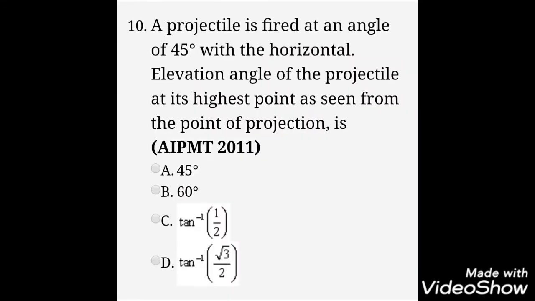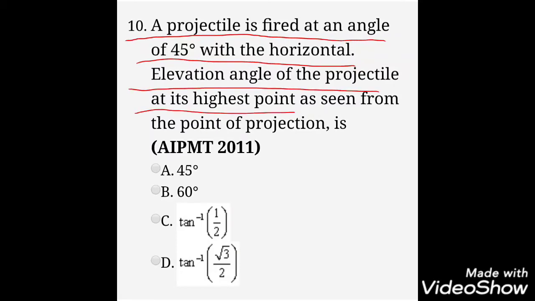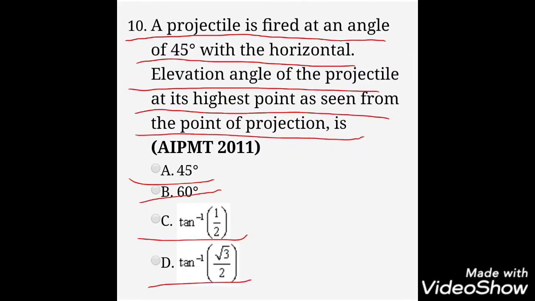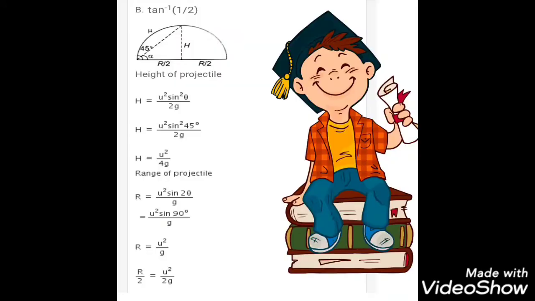Question number 10. A projectile is fired at an angle of 45 degrees with the horizontal. The elevation angle of the projectile at its highest point as seen from the point of projection is: option A 45 degrees, option B 60 degrees, option C tan inverse of something, option D tan inverse of root 3 by 2. The correct option for question number 10 is option B, tan inverse of.